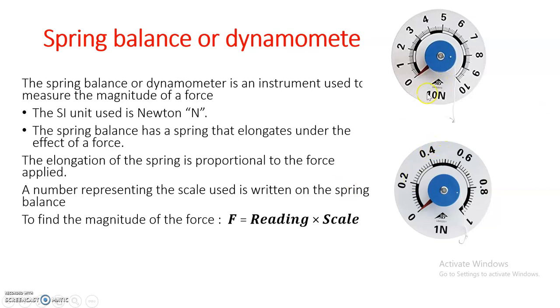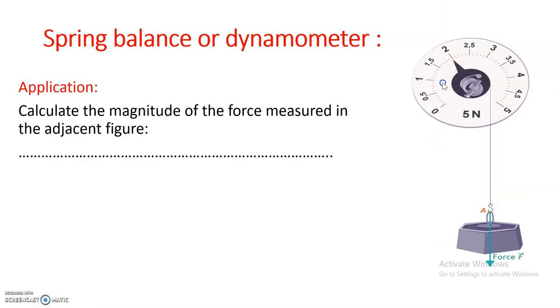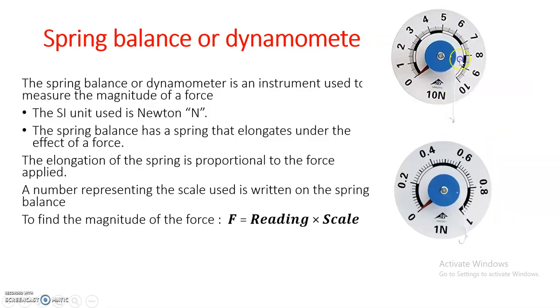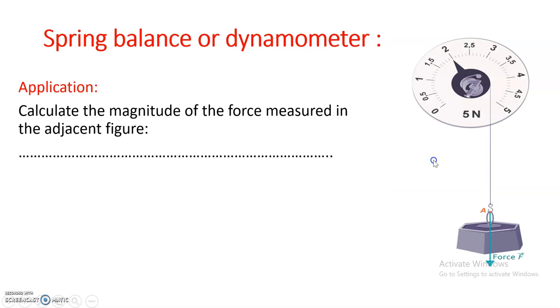So we observe here two dynamometers. What is the difference between these two dynamometers? The difference is this number. So if the needle, for example, reaches 4, I don't say I have 4 Newton. I say the reading of the dynamometer is 4. To know the magnitude of the force, we should multiply this reading by the scale mentioned here. Okay? So here, the reading of the dynamometer is 2. The magnitude of the force is 2 times 5, which is equal to 10 Newton.